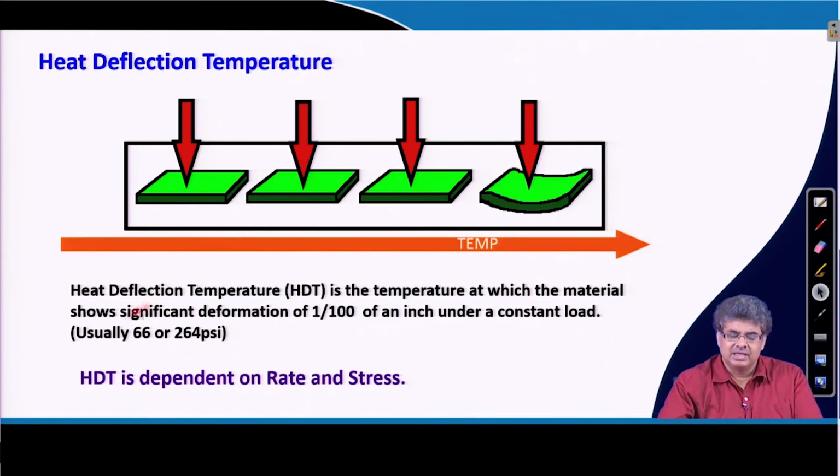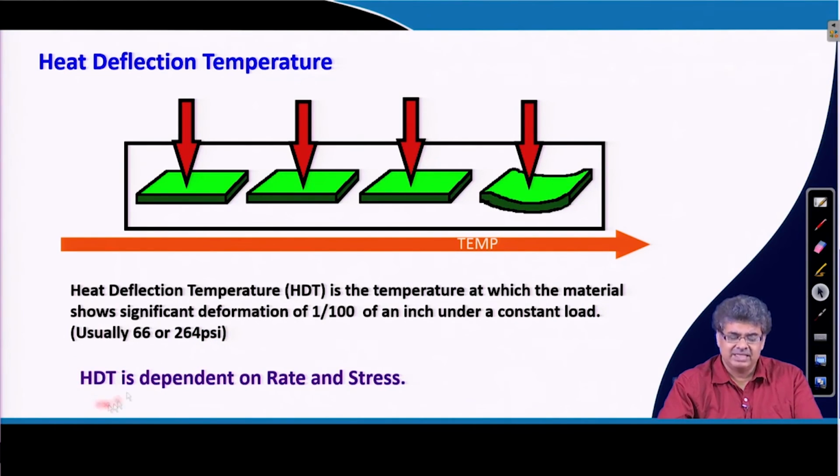So, heat deflection temperature or HDT is the temperature at which the material shows significant deformation of about 1/100 of an inch under constant load, and the load is usually 66 or 264 psi.